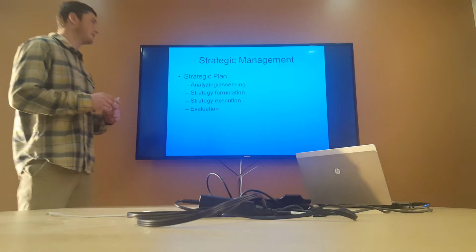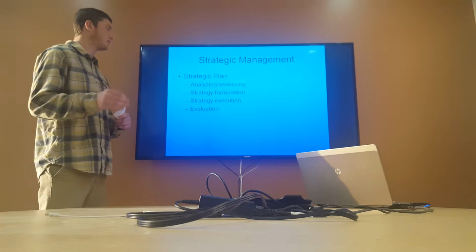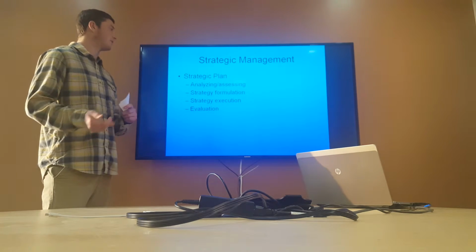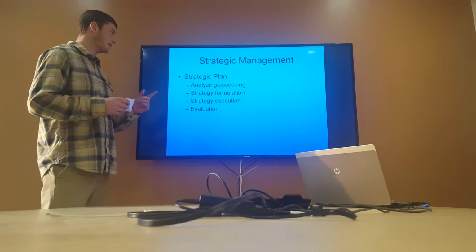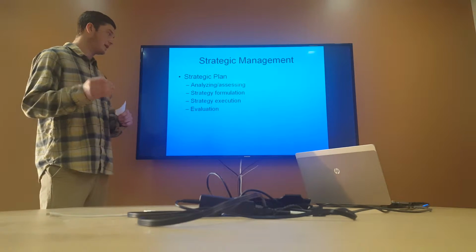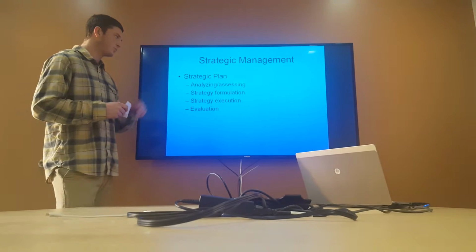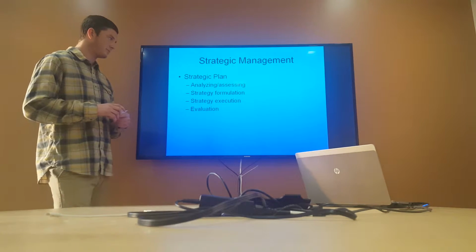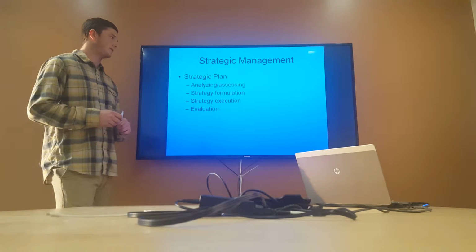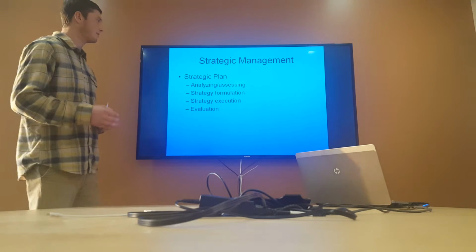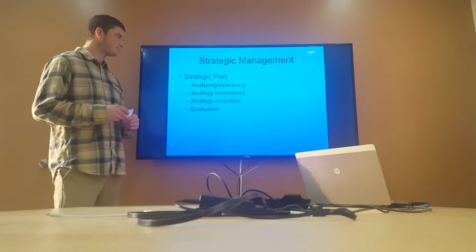Now, strategic management. To achieve a good strategy, you always want to create a strategic plan. And it can be done in many ways, but I saw that mainly there's usually 4 phases, which is analyzing and assessing, strategy formulation, strategy execution, and evaluation. Starting off, you want to start analyzing and assessing your team, and this can be done with a SWOT analysis. And this can really help you determine your internal and external environment. And by doing this, you can look at your strengths and opportunities and try to capitalize on them. And also, you're going to try to manage your weaknesses and threats.